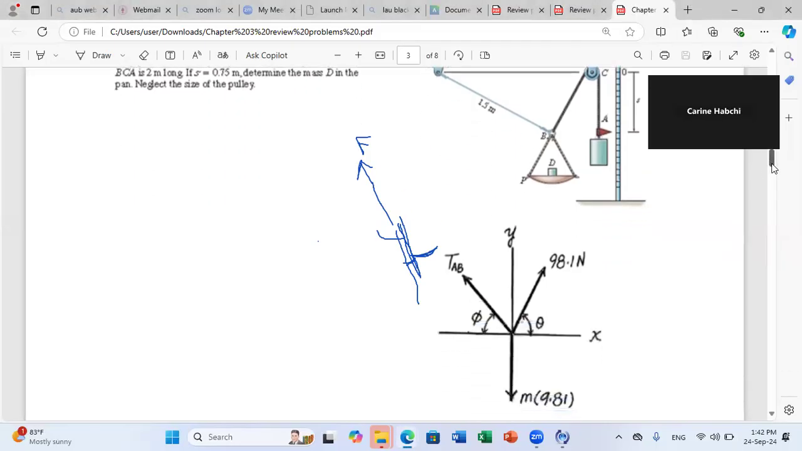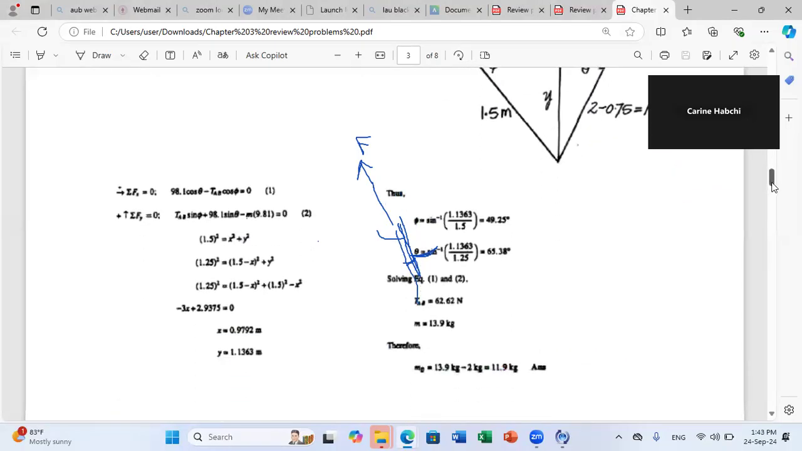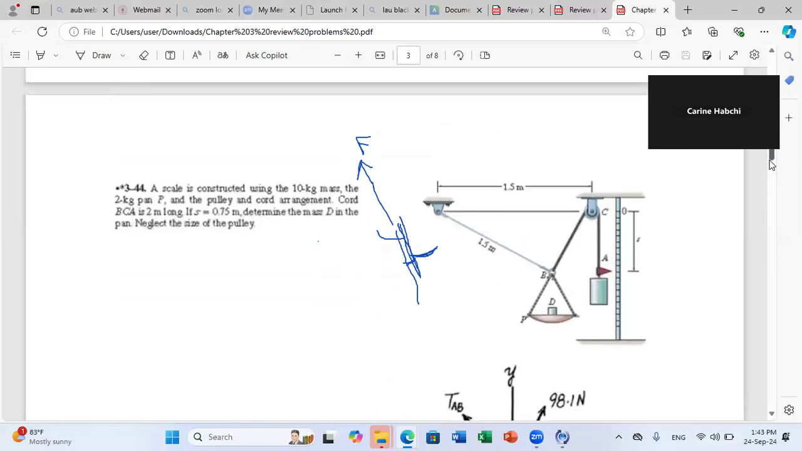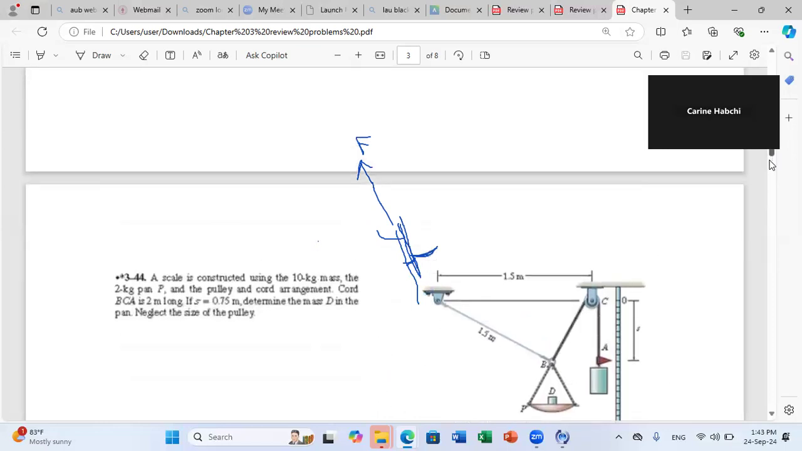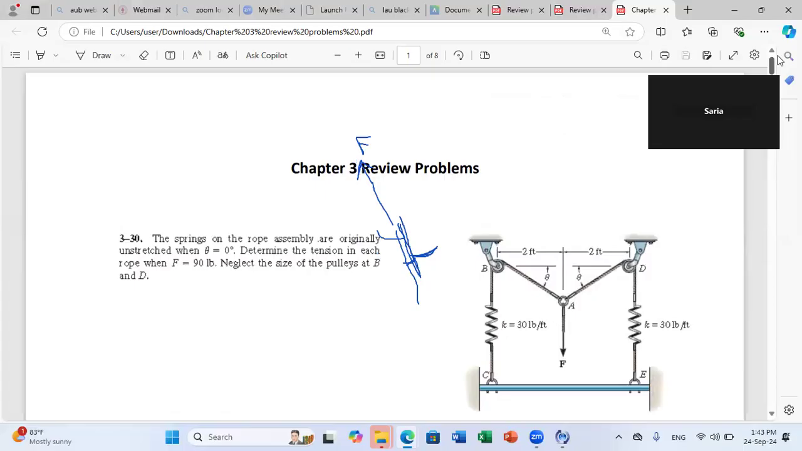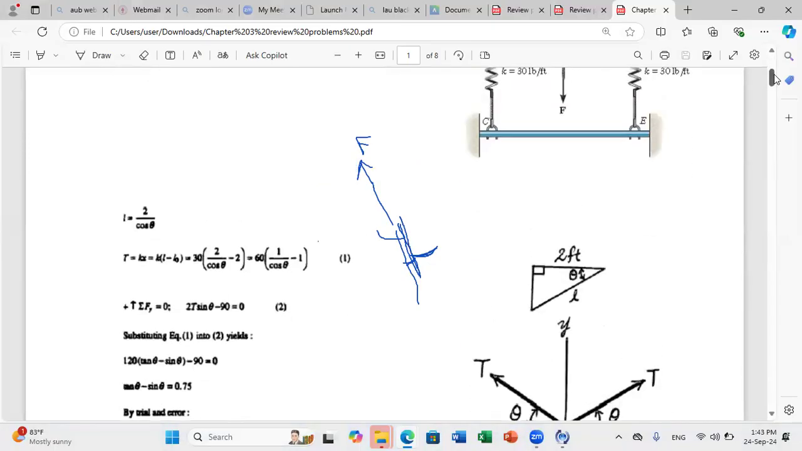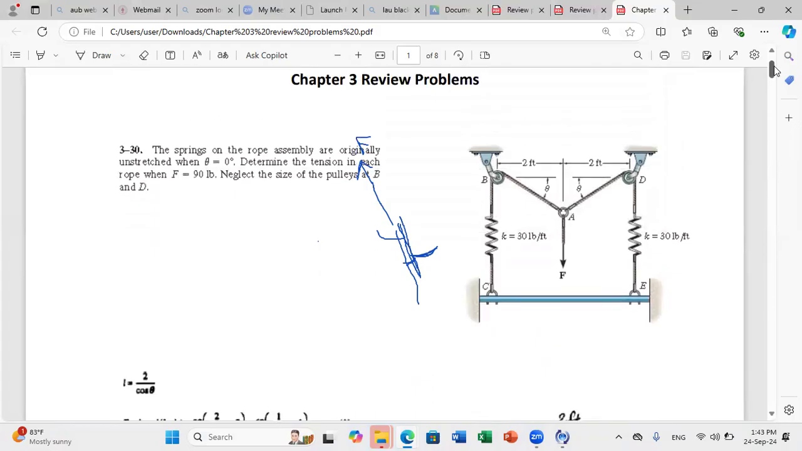Yeah, just 1 minute. When 1 over cosine? This one you mean, Saria, this one? First problem. Sorry, this one. L equal 2 over cosine. Okay, I see what you mean.